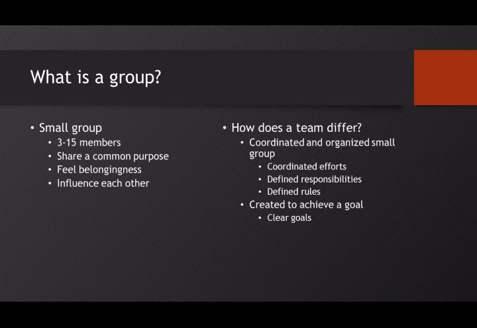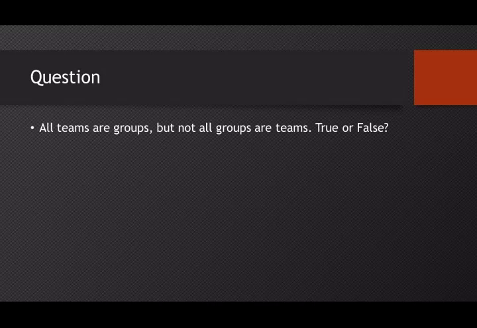So again, it's important to know the difference between small groups and teams. Essentially, a team is a subsection of the larger umbrella of small group. So one question to think about here is, all teams are groups, but not all groups are teams. Is this true or false? If you answered true, this is correct. So all teams are groups. They fall under the umbrella of a small group, but not all groups are necessarily teams. There are certainly other types of groups that come together for a common purpose, but may not be as coordinated as a formal team.